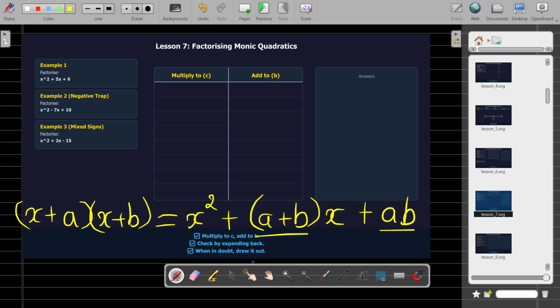So here's the new habit right here: multiply to c, add to b. Now let's go to the first example.